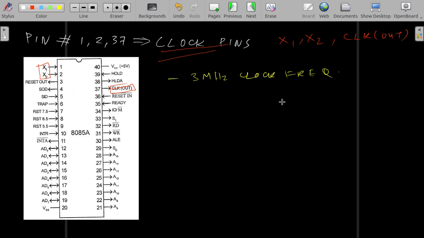It means that to synchronize the internal functioning of the processor and also the peripherals of the processor, it requires a clock. Depending on the number of clock cycles, the functions of the processor and even the execution of the instructions are synchronized. For that the processor requires a clock. And if you remember, when we went through the internal architecture, there was one block called the timing and control unit. That timing part of that unit takes in these two, X1 and X2.